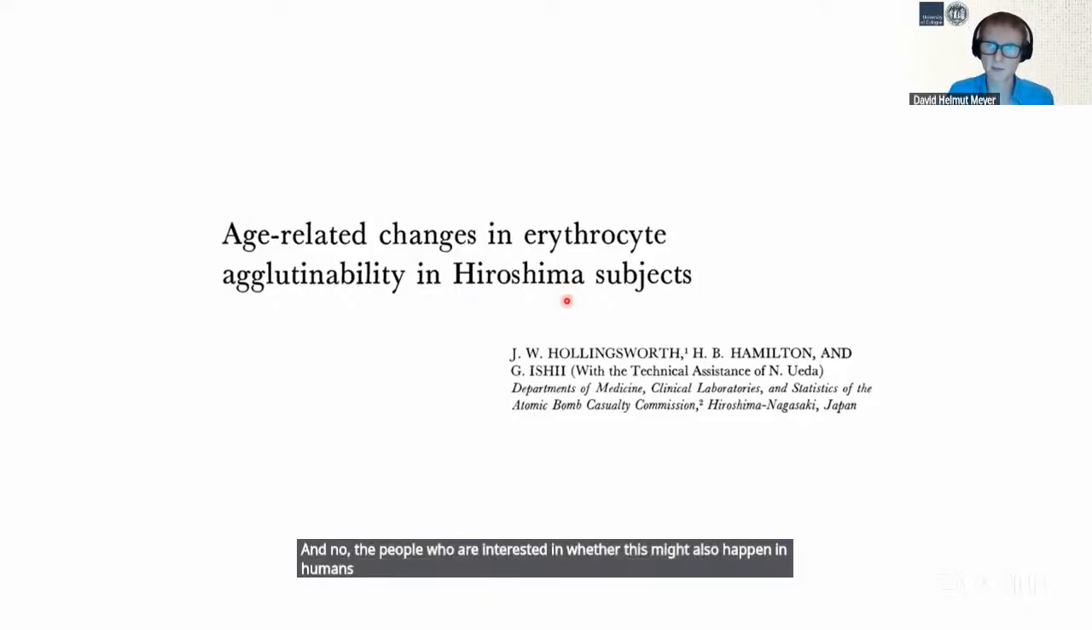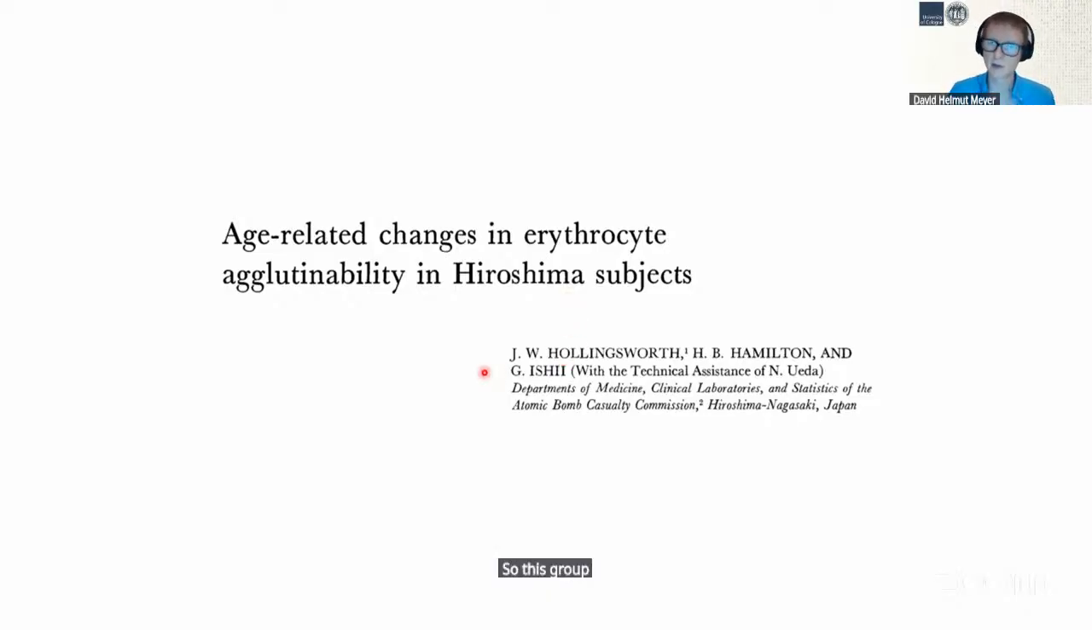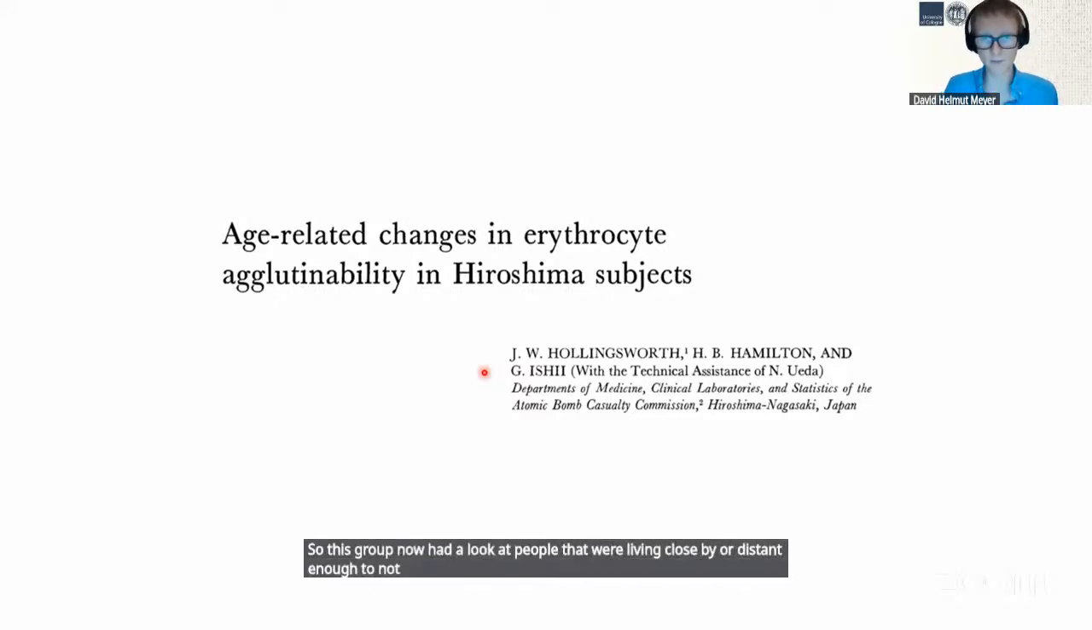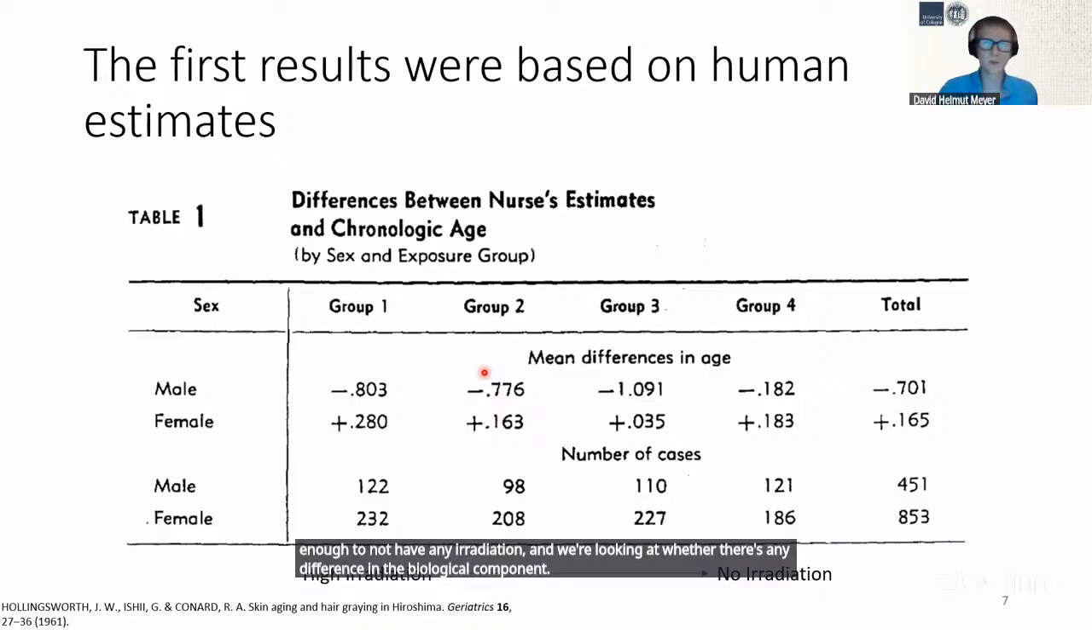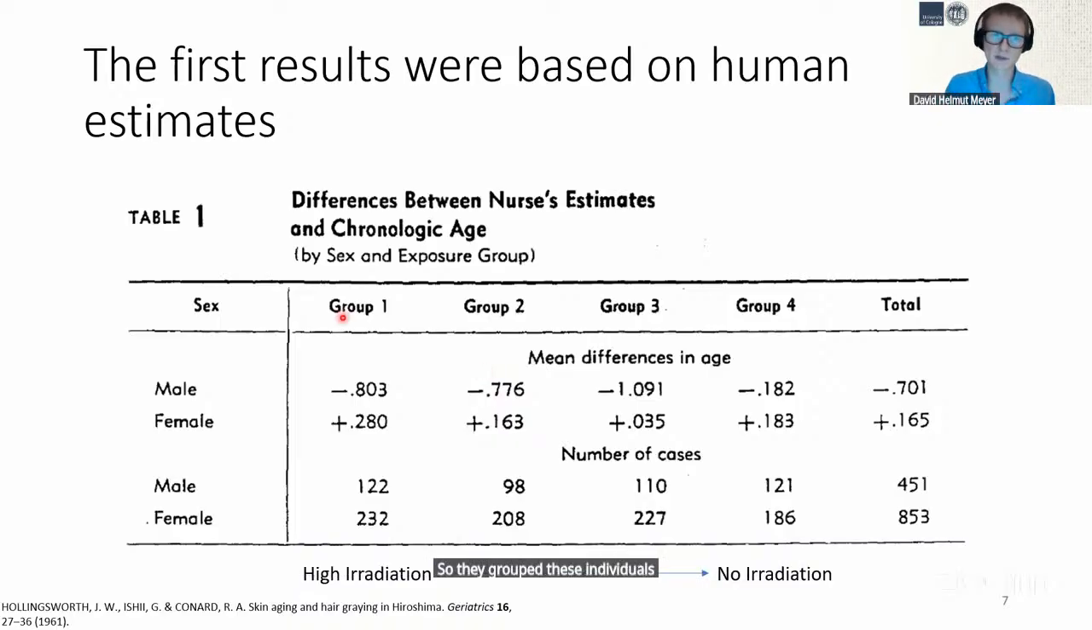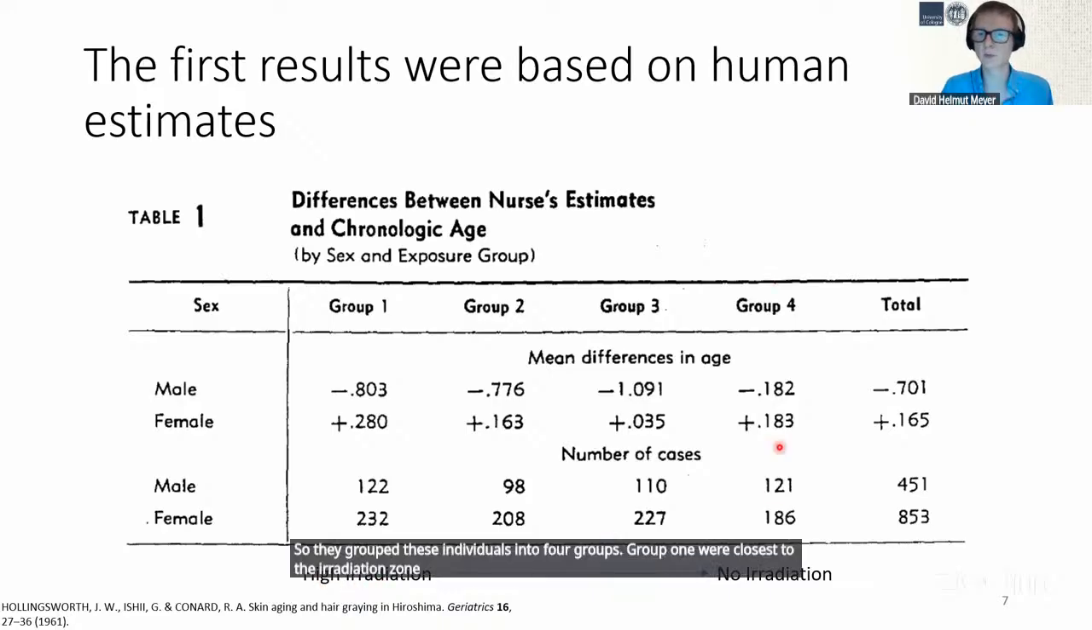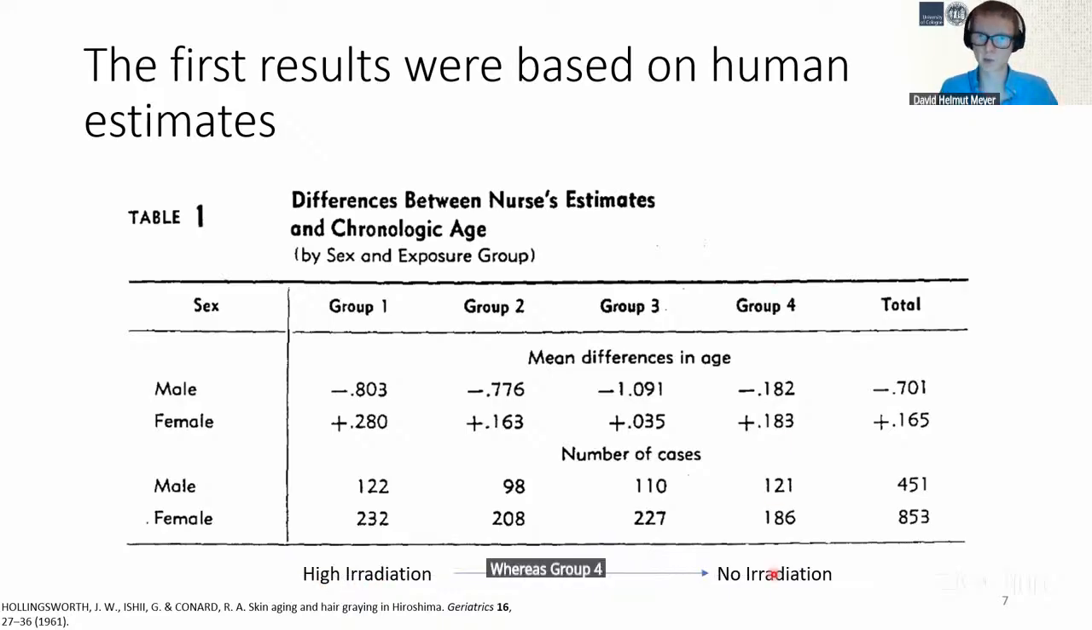In Hiroshima, Japan, we of course have a population that underwent potentially high doses of irradiation after the bombing of Hiroshima. This group had a look at people that were living close by or distant enough to not have any irradiation, and were looking at whether there's any difference in the biological component. They grouped these individuals into 4 groups. Group 1 were closest to the irradiation zone, whereas group 4 was under no irradiation whatsoever.